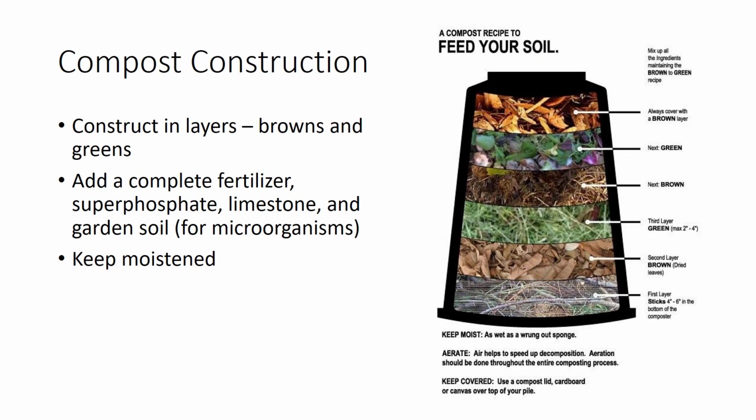A compost pile should be constructed in layers with a final height not exceeding 5 feet. The initial layer should be firmly packed organic material approximately 4 to 5 feet wide and 8 inches deep. Next, add 1 pint of complete fertilizer, 5-10-5, a quarter cup of superphosphate, and a quarter cup of limestone per square yard of compost. Add a thin layer of good garden soil to the layer of organic material and fertilizer.